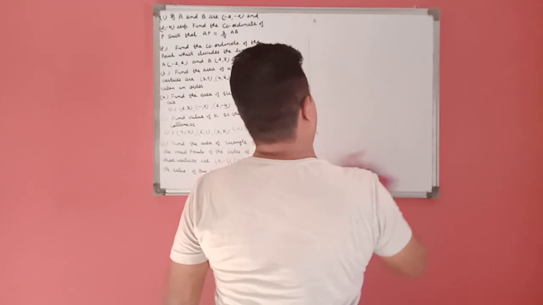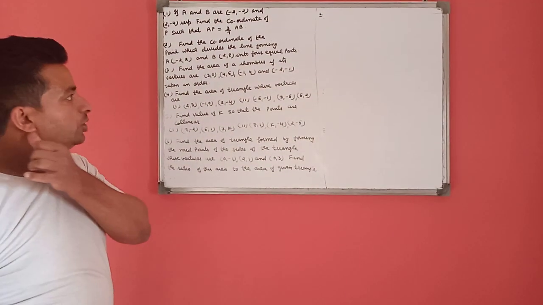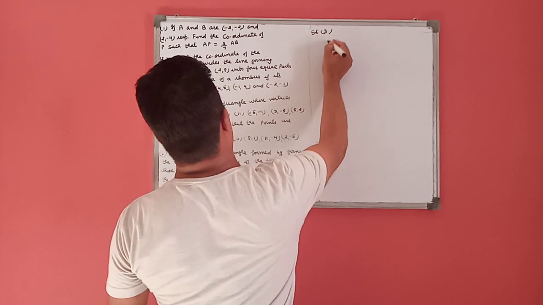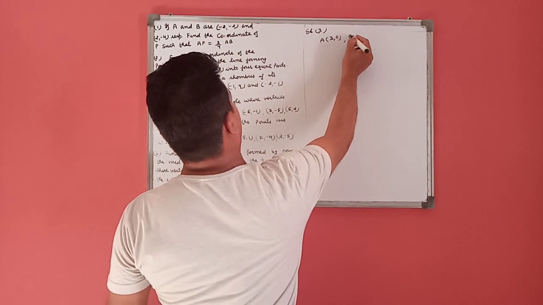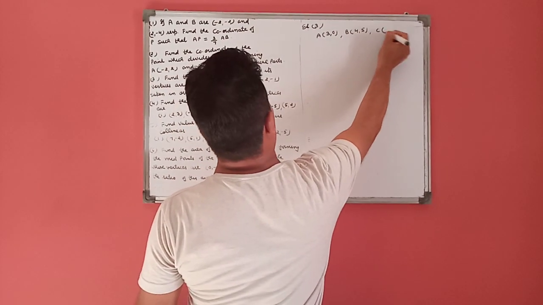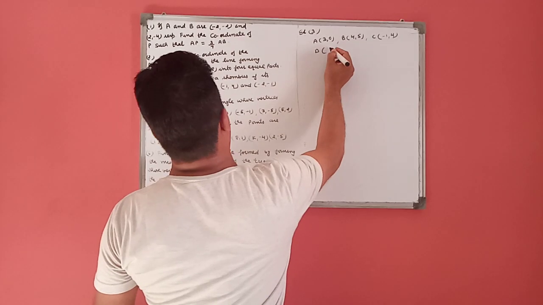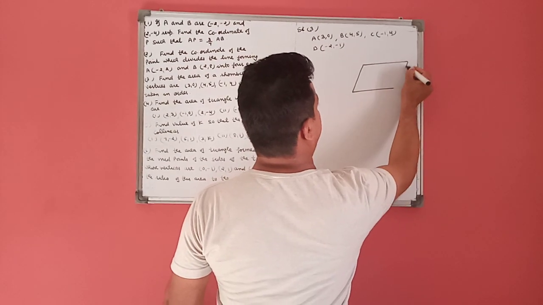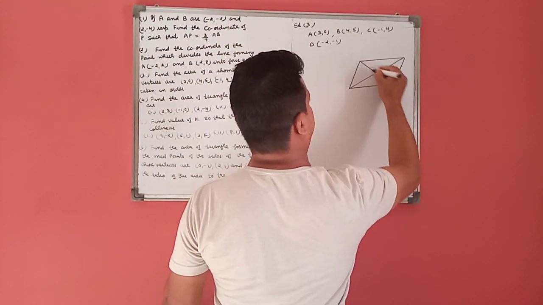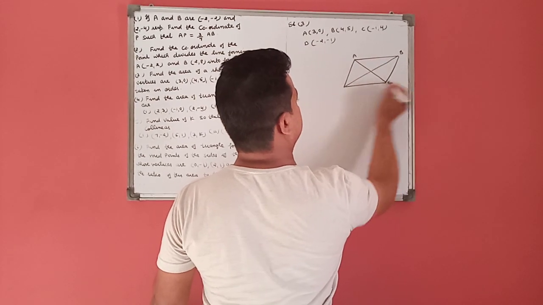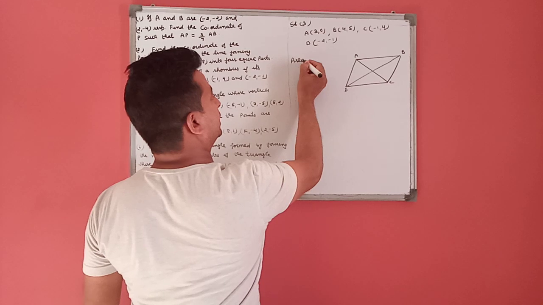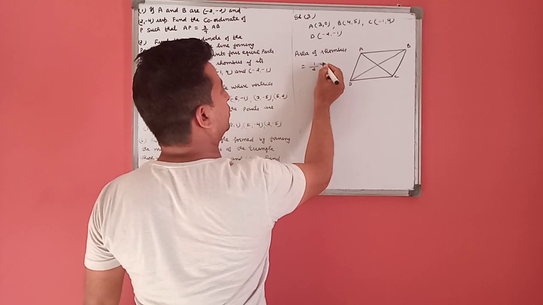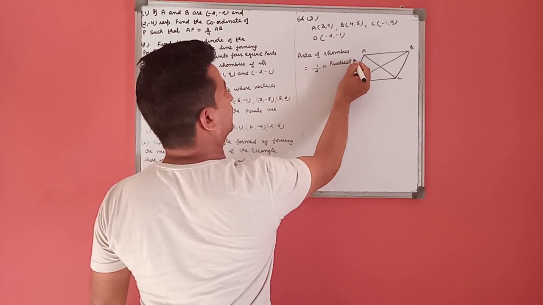In the third question, the statement is: find the area of a rhombus if its vertices are. The vertices of the rhombus are, first is (3, 0), second is (4, 5), third is (-1, 4), and last one is (-2, -1). This is the rhombus. All 4 sides are equal. These are the diagonals. As we know, the area of a rhombus is equal to 1 upon 2 into the product of diagonals.